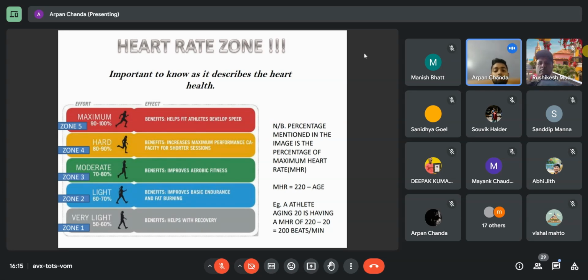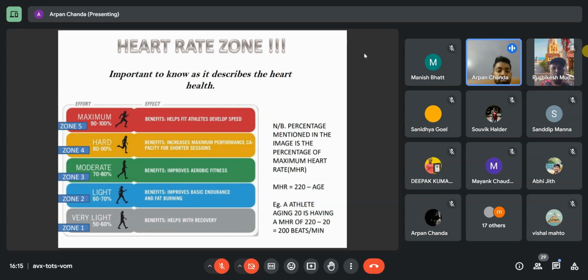Now in zone 3, the benefit is that it improves the aerobic capacity. The more oxygen your body can use, the more it improves the aerobic fitness. Zone 4 is 80 to 90% of the maximum heart rate, which increases the performance capacity for shorter sessions, so more of the anaerobic lactic movements. And zone 5, that is 90% to 100% of the maximum, helps the athlete in developing speed, how fast you are working on something.